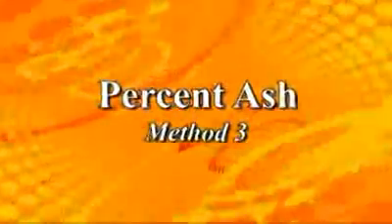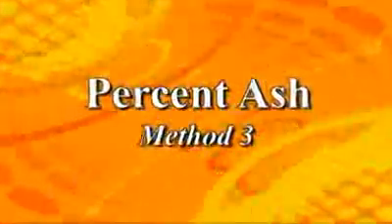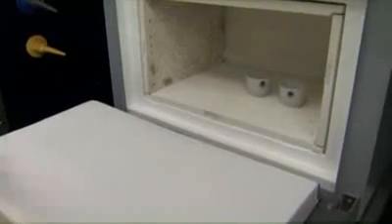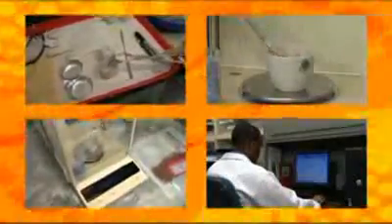This is the video presentation of %ASH, Analytical Services Method Number 3. %ASH is a proximate analysis test that gravimetrically determines the ash content of a sample by burning the sample in a muffle furnace oven. For analytical services, %ASH is usually a continuation of %moisture, Analytical Services Method 2. For this demonstration, we will begin the %ASH method where the %moisture ended.